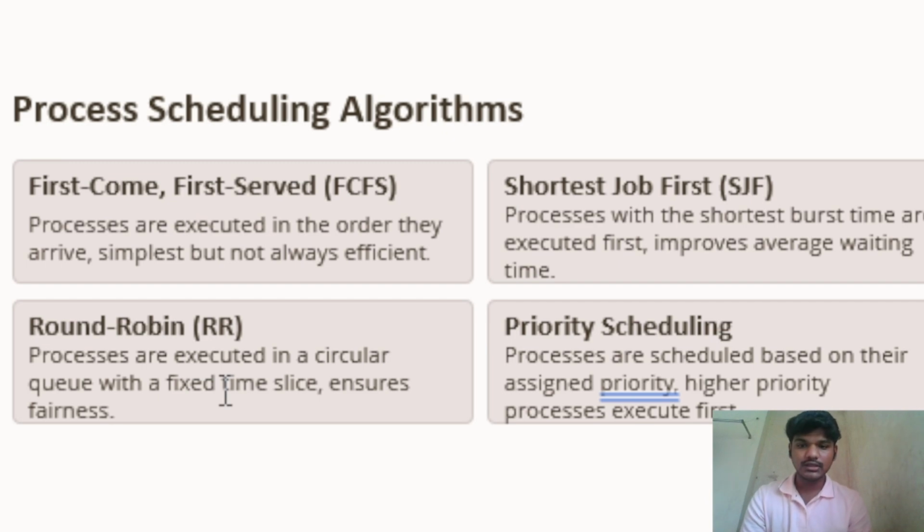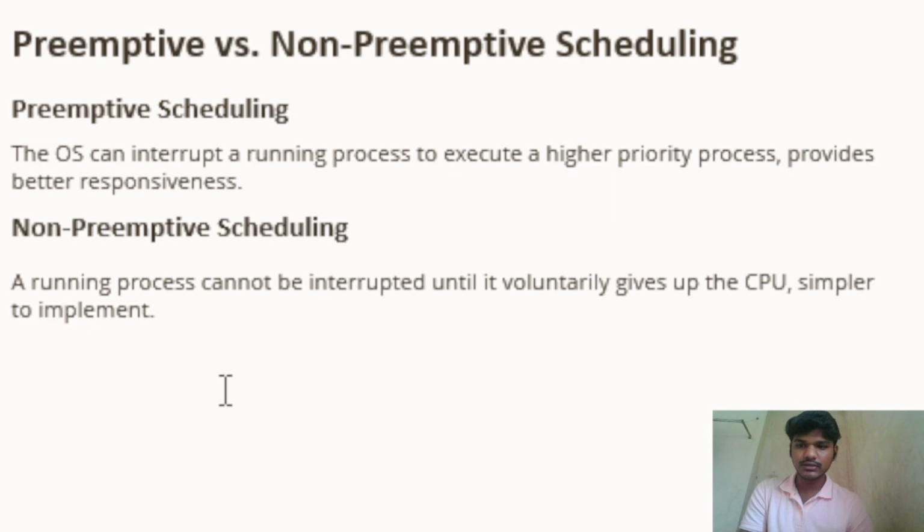Next, priority scheduling. Processes are scheduled based on their assigned priority. Higher priority processes are executed first. That means the process with the higher priority will be executed first. Next, preemptive and non-preemptive. Preemptive means the OS interrupts a running process to execute a higher priority process. A higher priority process provides a better response.